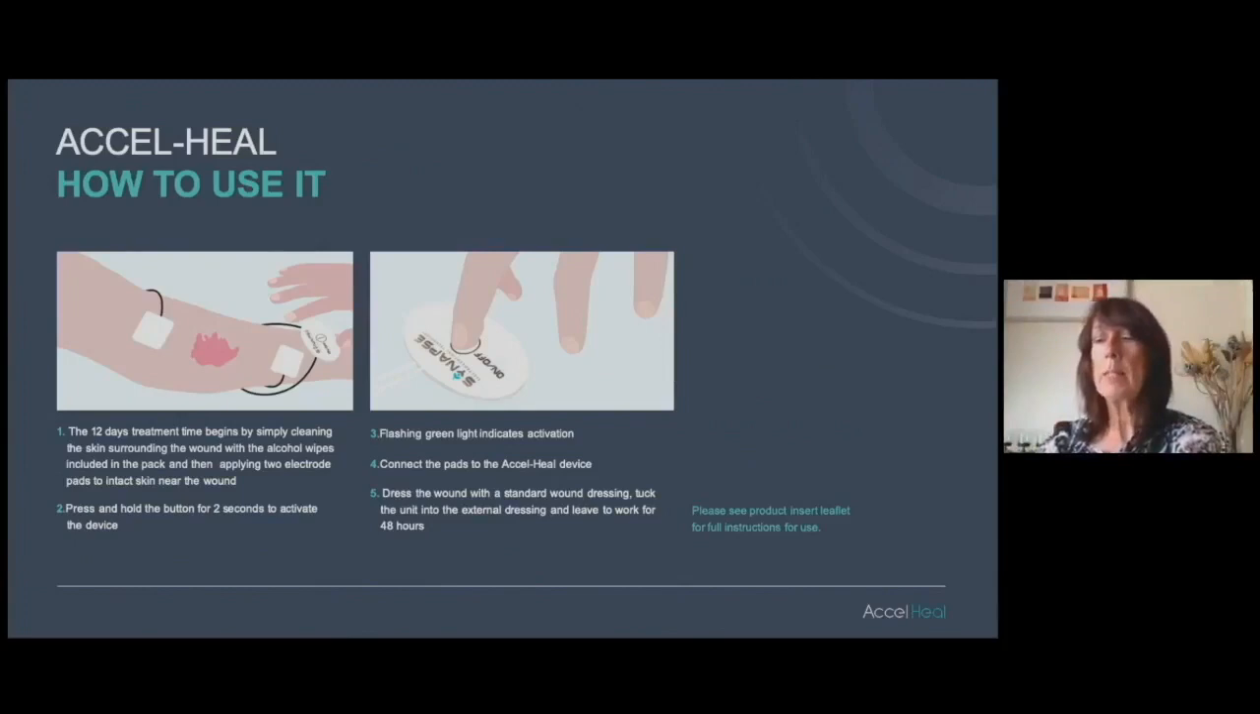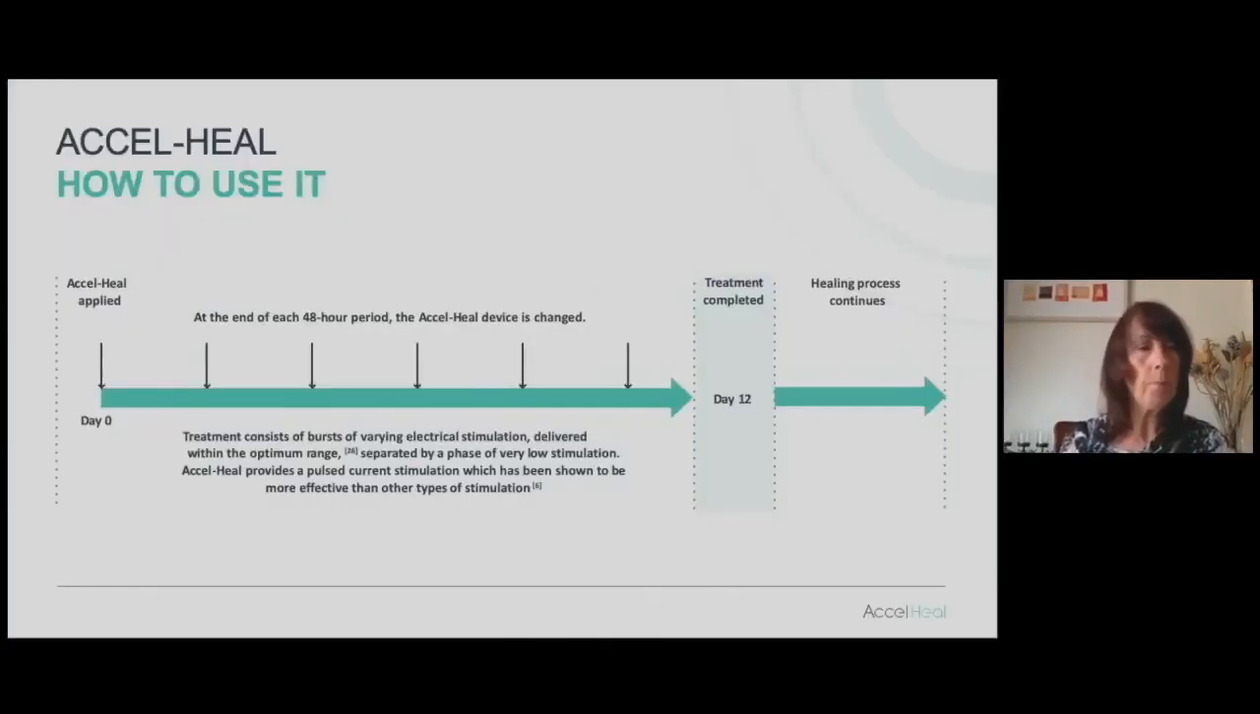The electrode pads can be changed every week or more often if clinically indicated, if there's, for example, excessive exudate, and the device is changed every 48 hours by either the patient, carer or attending clinician. So the treatment consists of bursts of varying electrical stimulation delivered within the optimum range, separated by a phase of very low stimulation or rest period. It provides a pulse current stimulation, which has been shown to be more effective than other types of stimulation. So the therapy is completed following 12 days.